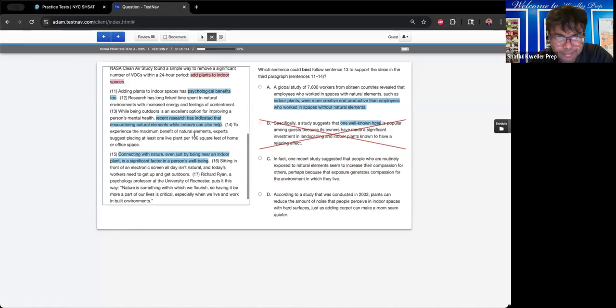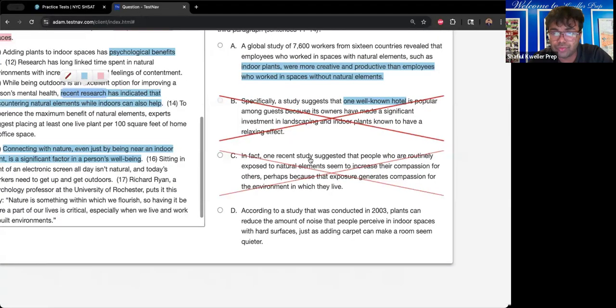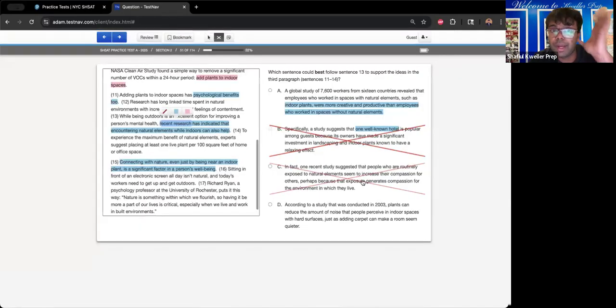This is not good. This is recent research. They want to see numbers. This just says one recent study suggested that people increase compassion with others, and that exposure generates compassion for the environment in which they live. This doesn't tell us anything specifically about how plants are benefiting our health. So we can rule out C.